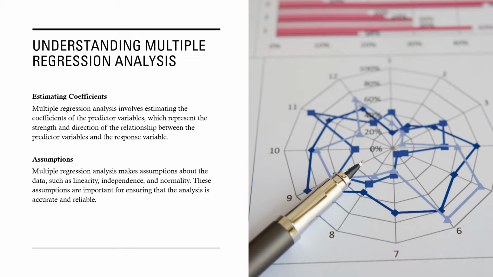Multiple regression analysis involves estimating the coefficients of the predictor variables, which represent the strength and direction of the relationship between the predictor variables and the response variable. The technique also makes assumptions about the data, such as linearity, independence, and normality.